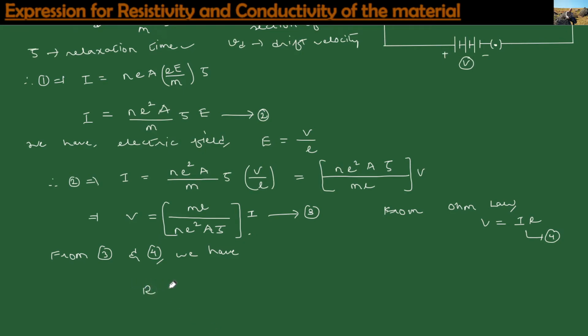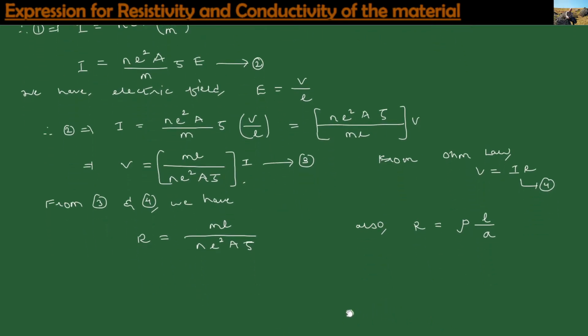So R, our resistance, will be equal to mL divided by n e square A tau. Also, we have the expression for resistance defined through resistivity: R equal rho L divided by A. What is this rho? This rho is what we define as our resistivity.